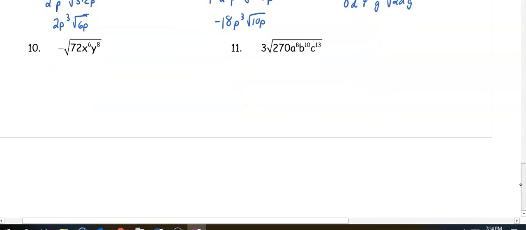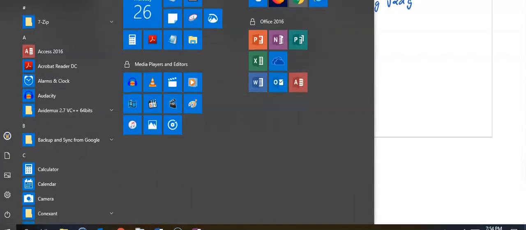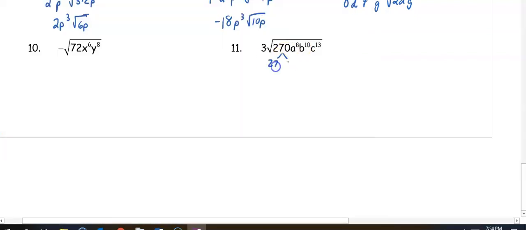Let's look at one more. So if we look at number 11, the square root of 3 square root 270, a to the 8th, b to the 10th, and c to the 13th. So if we break down 270, that can break down to 27 and 10. 27 breaks down to 9 and 3. 9 breaks to 3 and 3. 10 breaks to 5 and 2. So we have a pair of 3s.